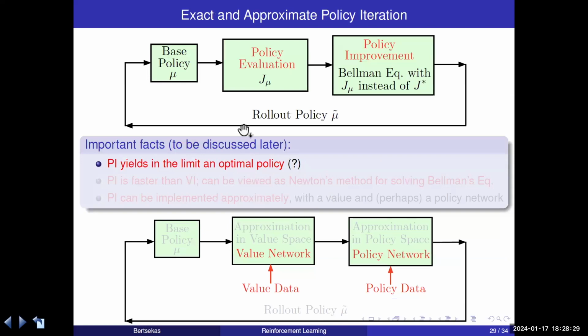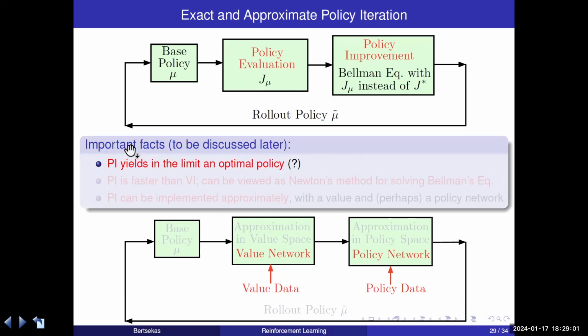So let me give you a schematic diagram here. This is exact policy iteration. Given a policy, the base policy, you evaluate it, calculate J-mu, then you improve it by minimizing Bellman's equation with J-mu instead of J-star. That gives you the new policy, and you keep doing the same thing over and over. That's policy iteration.